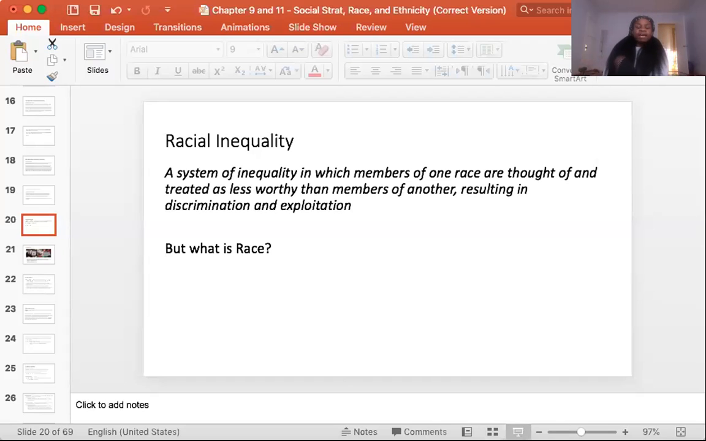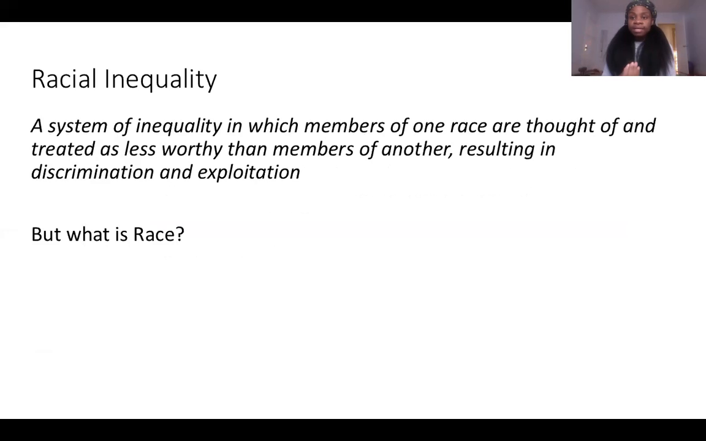So we left off talking about economic inequality. We defined it. We defined what class is, what caste is, and what the difference between those two are. And then we also went over the theoretical perspectives: how a functionalist would view economic inequality, how a conflict theorist would view economic inequality, and how a symbolic interactionist would view economic inequality.